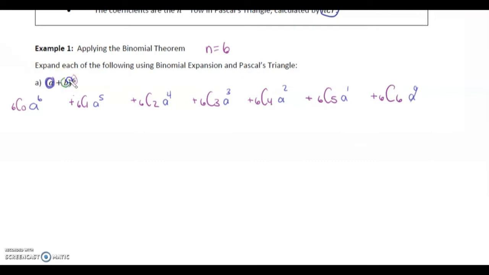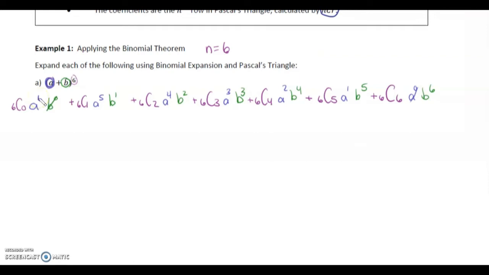Then we're going to pattern the b. So we start with b to the 0, which cancels, b to the 1, b to the 2, b to the 3, b to the 4, b to the 5, b to the 6. So let's go ahead and simplify.